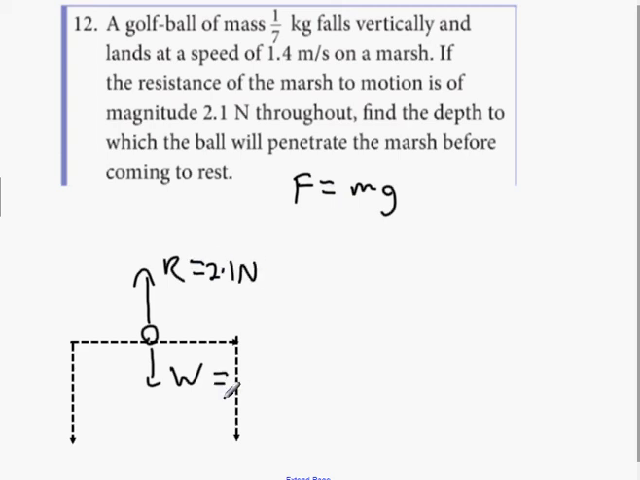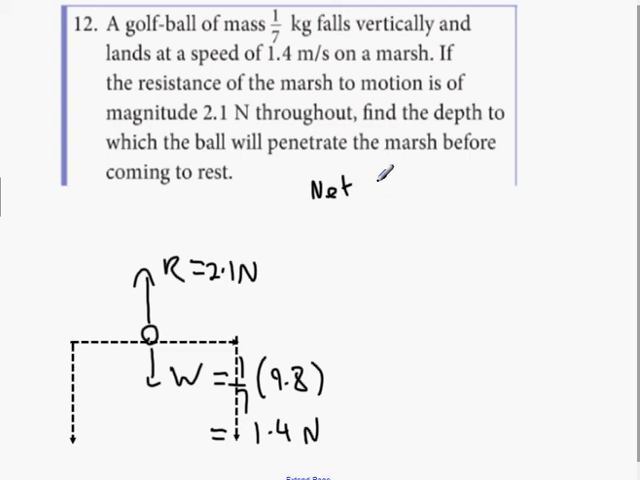Now, would you suspect that your weight will be smaller than 2.1 or bigger than 2.1? Smaller, reason being, according to the language of the question, it's going to stop. If W is bigger than R, it isn't going to stop. It's going to keep going down forever. Okay? Until it hits a new object that isn't a marsh. So weight equals mass times gravity, which is 1/7 times 9.8. 1/7 of 9.8 is 1.4 newtons.